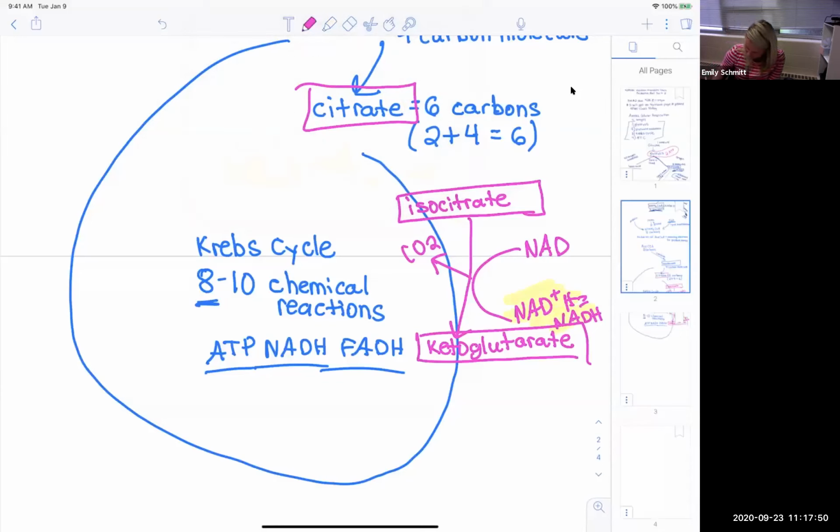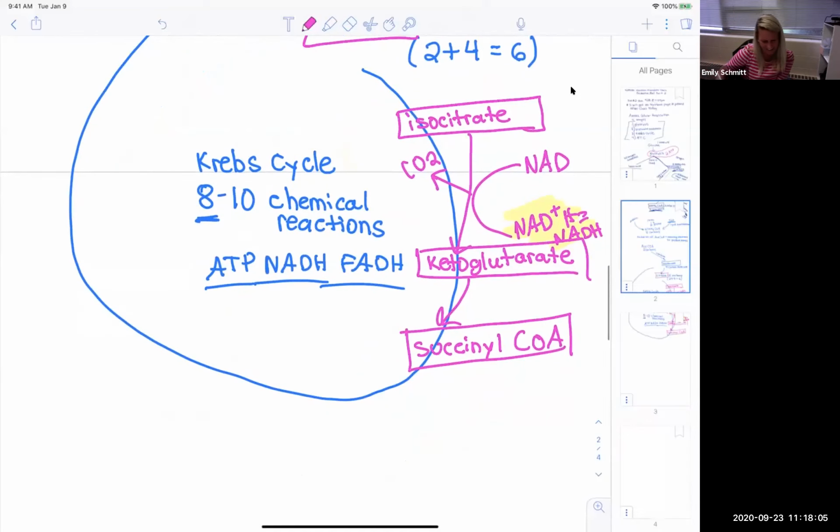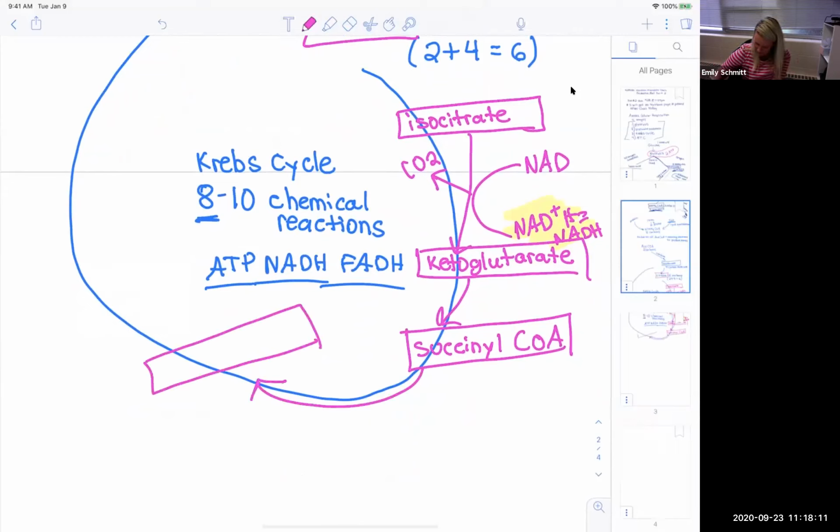Okay, let's continue on. After ketoglutarate, we've got our, I don't even know how to say this one. I'm going to draw a few more boxes over here just to help us continue along. We have succinate.